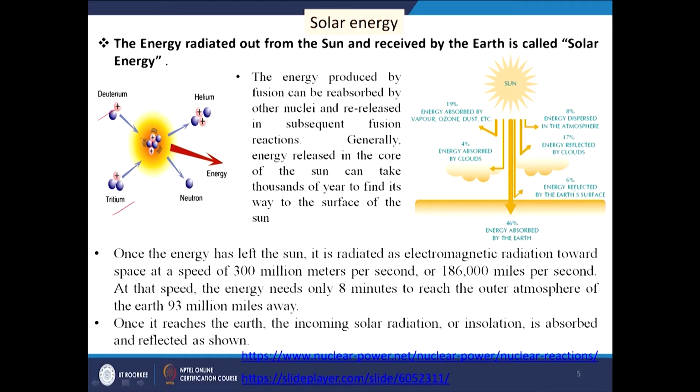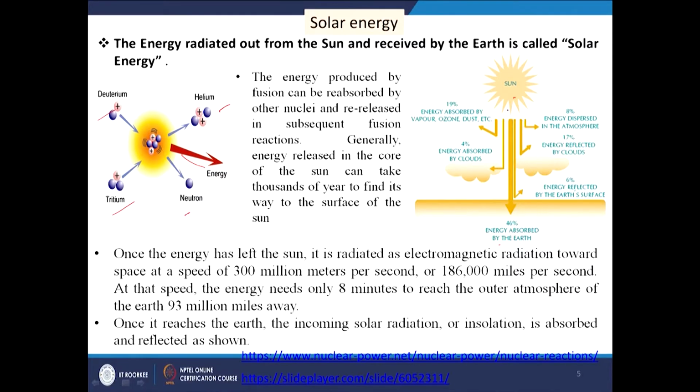Then we see what the source of this solar energy is. We know that different types of fusion reactions are going on in the sun, and energy is released due to these fusion reactions. Here, deuterium and tritium fuse, producing helium and a neutron, and energy is released. This huge amount of energy produced in the sun takes some time to come to the surface of the sun, it may take thousands of years, and then when it comes to the surface of the sun, it is radiated and comes towards the earth.